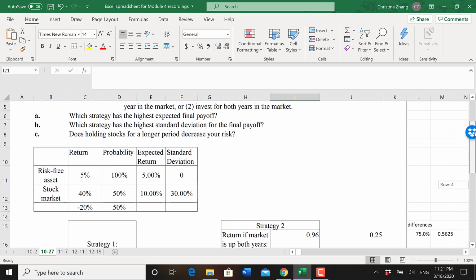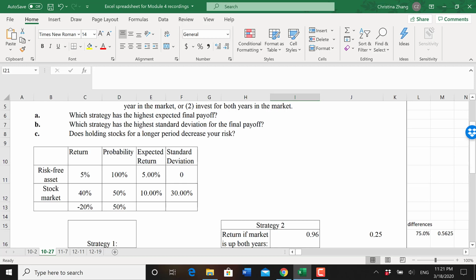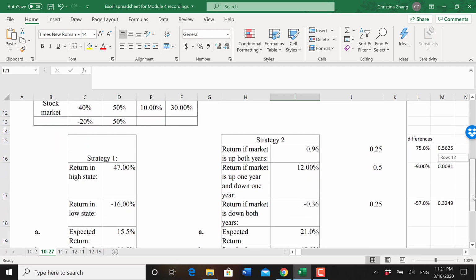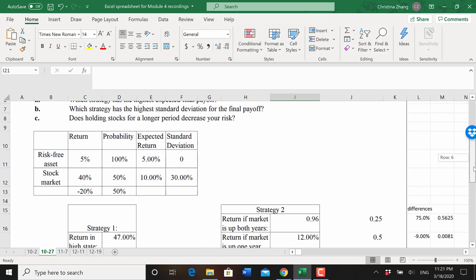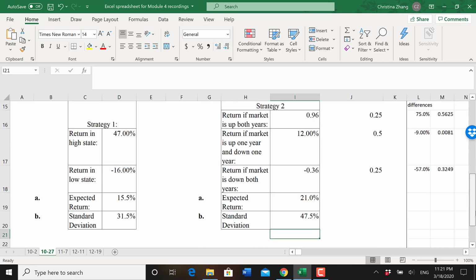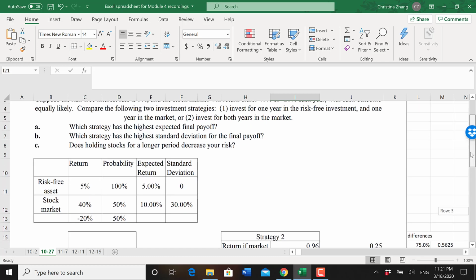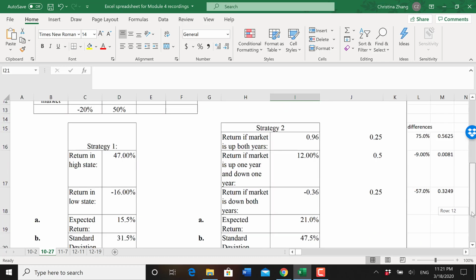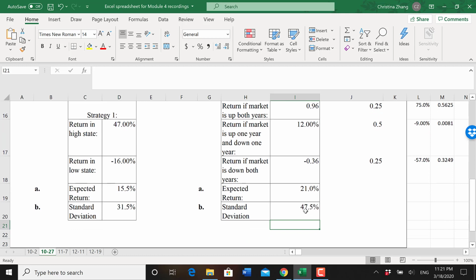So now let's go back and see which strategy has the highest expected payoff. The first one you have 15.5%, the second one you have 21%. So strategy 2 has a higher expected return, and it also has a higher standard deviation. So when you compare strategy 1 and strategy 2, you can clearly see the relationship between risk and return. When you want to get a higher return, you need to take on a higher risk, which is indicated by the standard deviation.